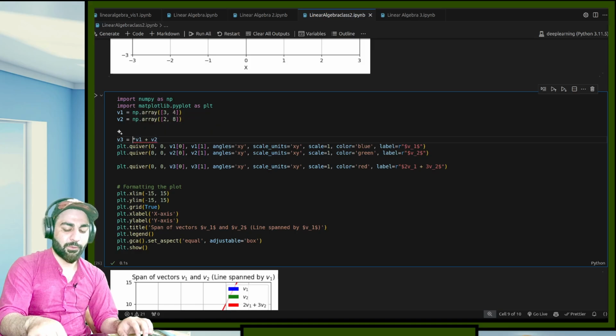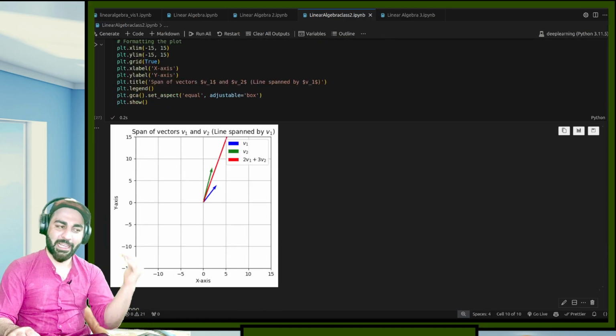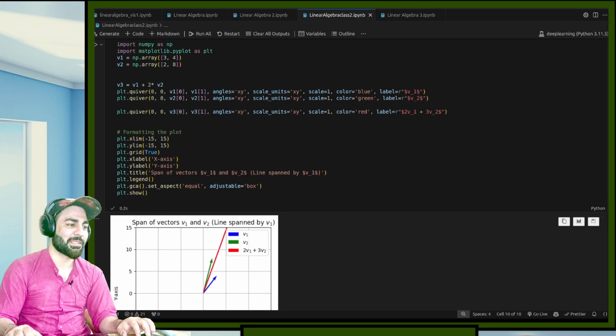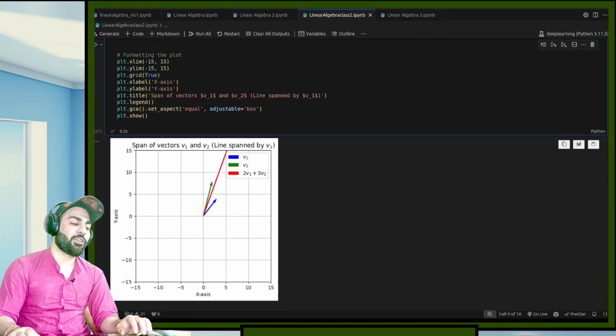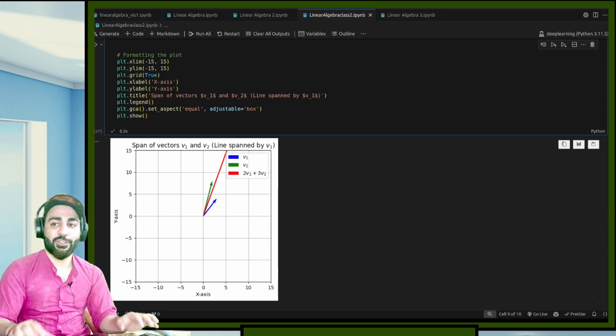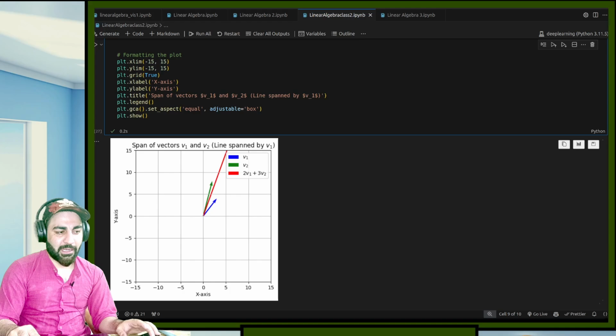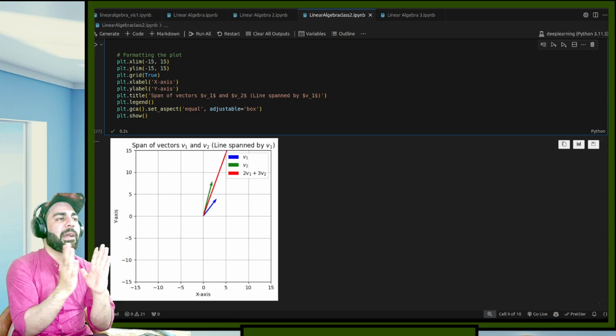Otherwise I'll have to limit it. So this will be one time and this will be 2 times. Let's say I'm taking a linear combination. If you see this again going out of the screen, the problem is that this is a pretty big number. What I wanted to show you is that this red vector over here is the linear combination of these vectors. So this blue vector and the green vector, when you combine them in a certain way, you get to a vector.